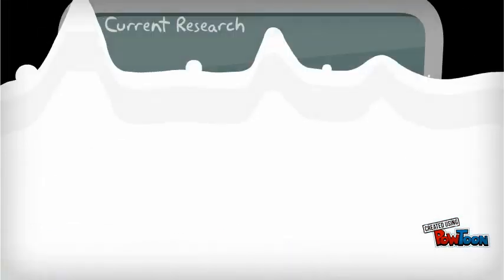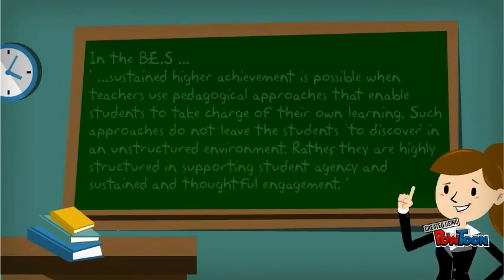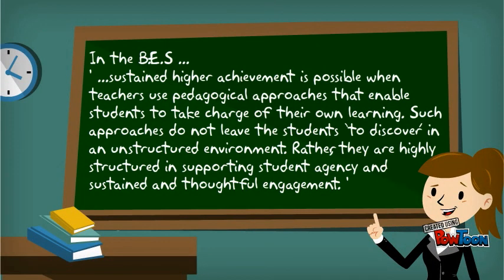John Hattie observes that significantly high effects on learning are found when A. they can set challenging and specific goals that allow them to direct, evaluate and redirect their learning, and B. receive feedback from peers, teachers, parents and own experiences that relate specifically to how the gap can be addressed between current and future performance. In the best evidence synthesis, it says, sustained higher achievement is possible when teachers use pedagogical approaches that enable students to take charge of their own learning.